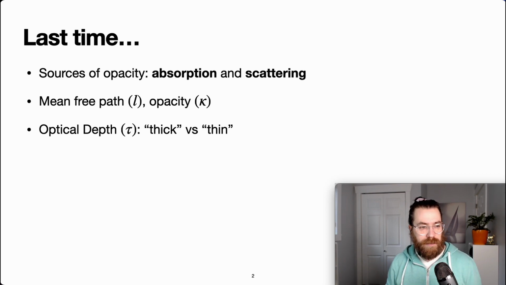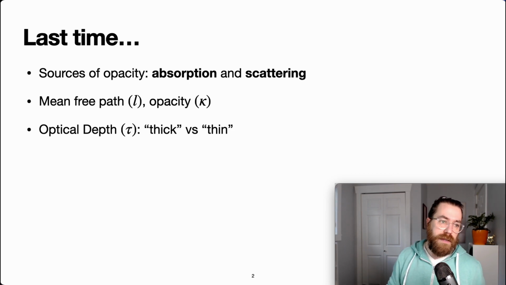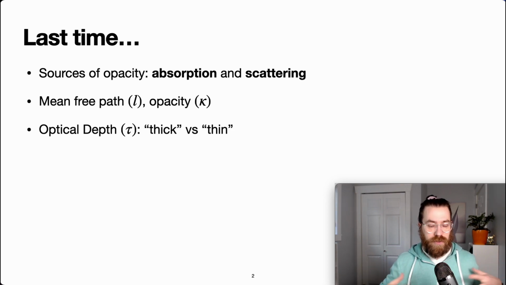We also talked about the concept of opacity from a mean free path standpoint. This is the typical distance that a photon can travel, or that a particle can travel, through a medium before it has a collision or an interaction, or an absorption or a scattering event in the case of photons and electrons, and how this mean free path relates to the construct of opacity, the darkness or transparency of a medium.